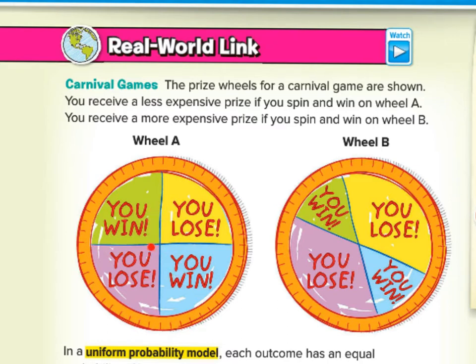They're split evenly. While on wheel B, you notice that the parts that say that you win are much smaller and the parts where you lose are much larger. So here it almost seems like you have only a 1/4 chance of winning. This is about 1/8, and this is about 1/8. So you really only have about 1/4 of a chance of winning, while here you have about a 50-50 chance, right?